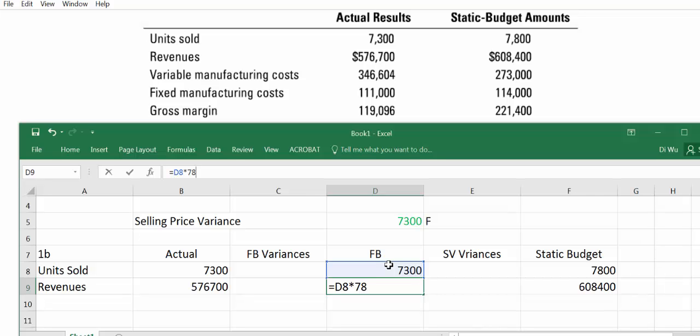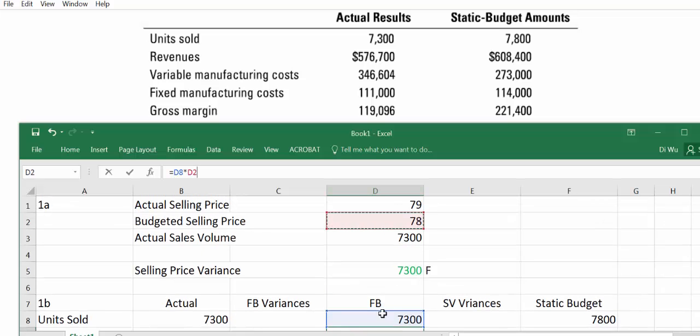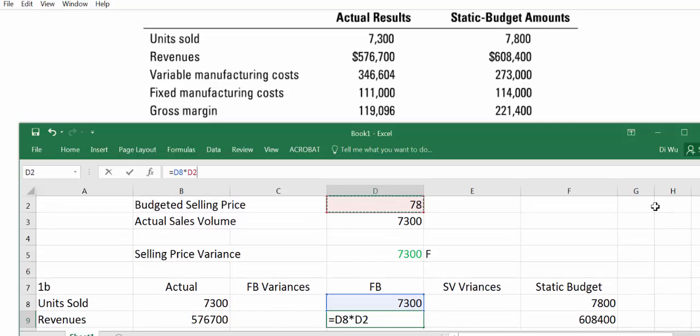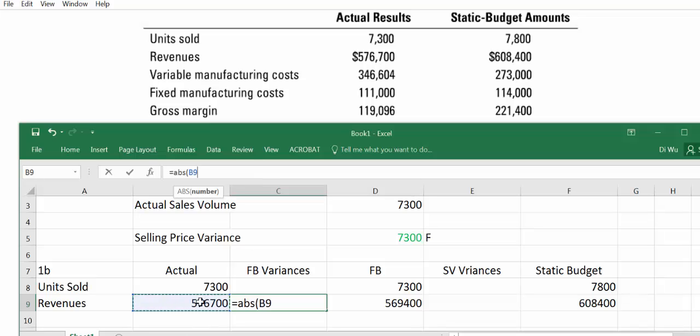Okay, 78. If you don't see that, you can go back here. I'm going to multiply the actual sales volume by the budgeted selling price, so I get a number that is always in the middle. Now you can find the difference between each pair. So I will use actual minus this number.